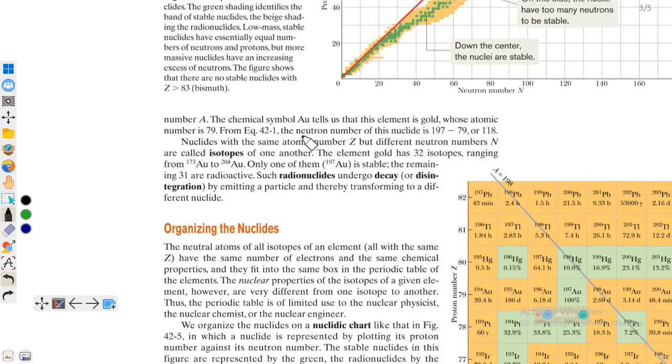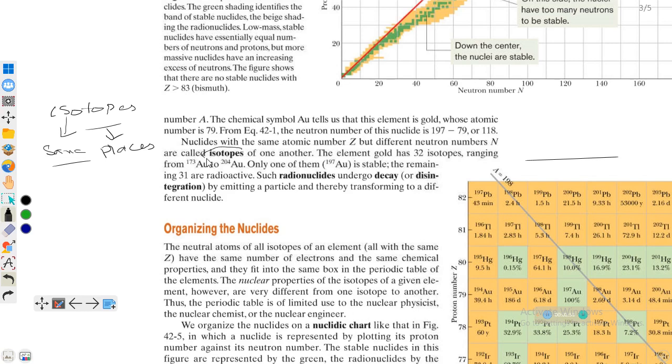The next term is isotopes. Isotopes is a Greek word, where iso means same and topes means place. These are those elements which have the same place in the periodic table. And why do they have the same place? Because in the periodic table we have arranged the elements on the basis of their atomic number rather than their atomic mass, and in isotopes we have the same atomic number.